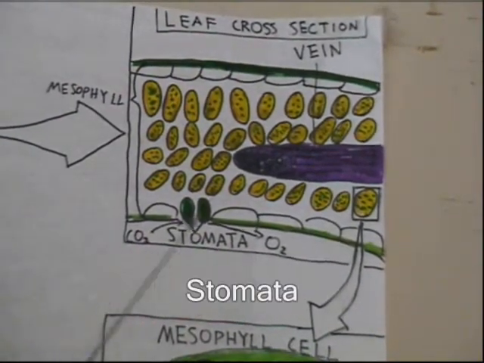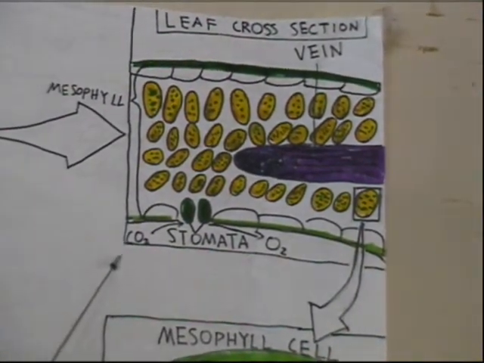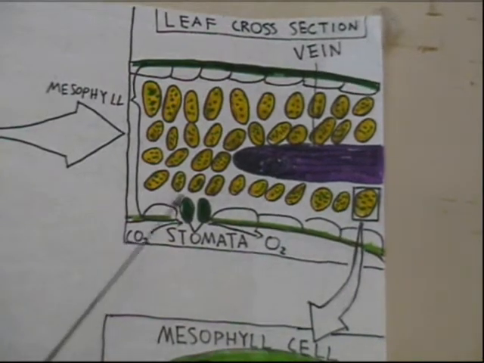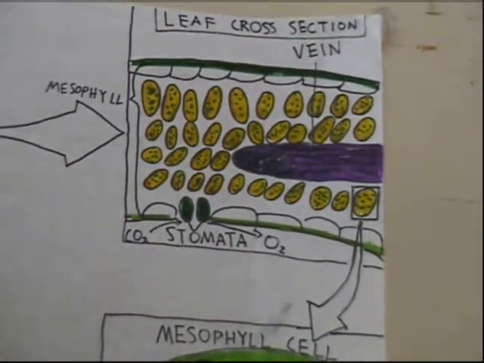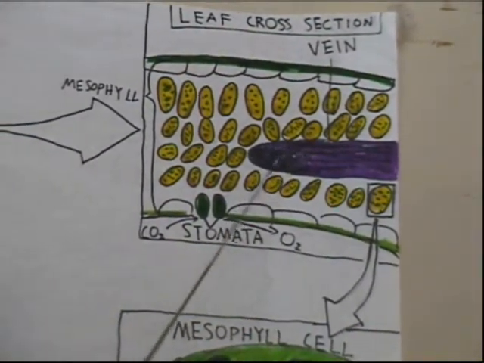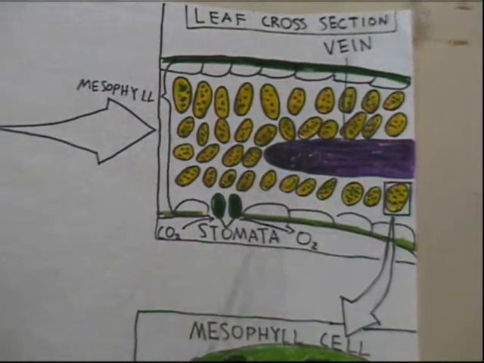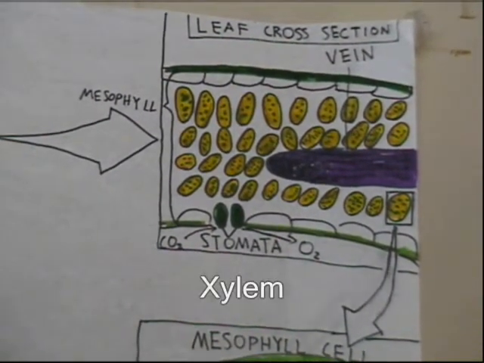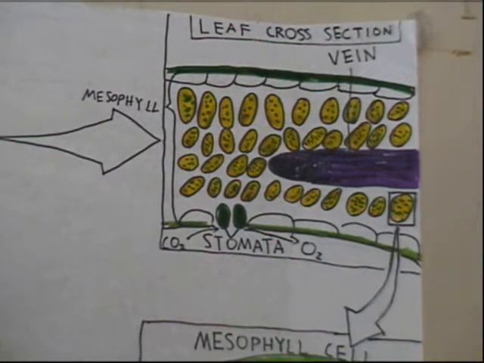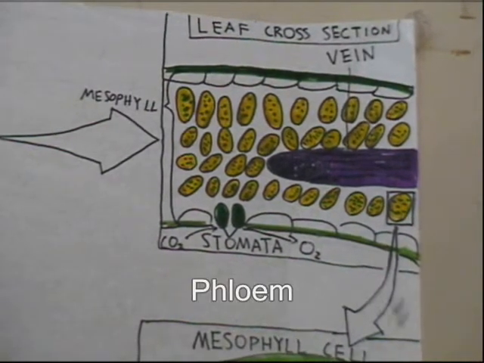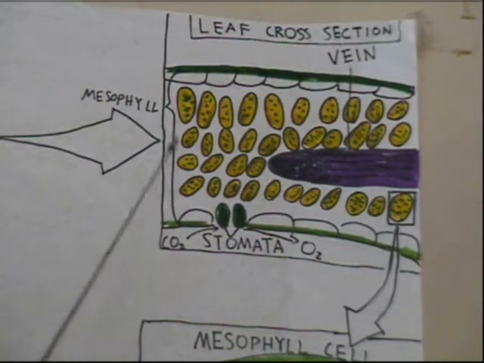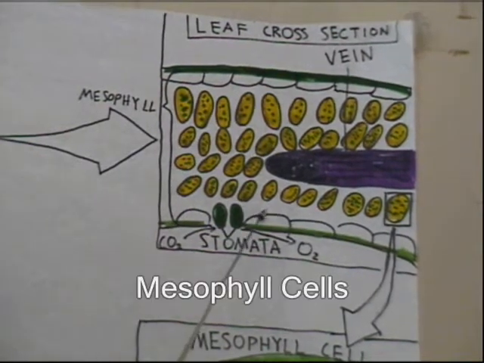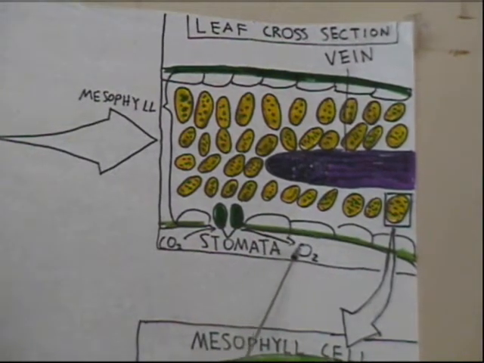These are stomata. This is where the carbon dioxide enters the plant and the oxygen leaves the plant after photosynthesis has occurred. This is a vein. Now in most plants there are two types of veins, one called xylem and one called phloem. Xylem transports liquid materials such as water through the cells, and phloem transports solid nutrients. But if you look here, these are the mesophyll cells where photosynthesis takes place. This is what we're going to be looking at today.